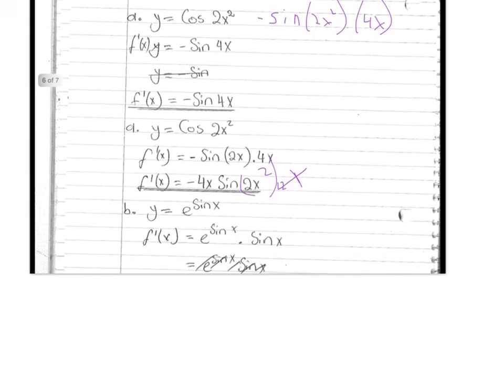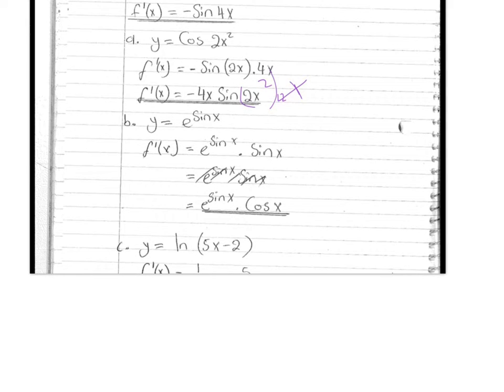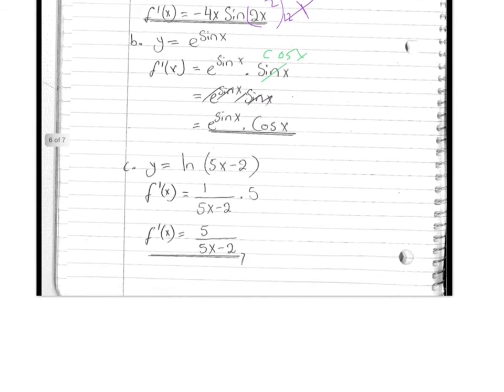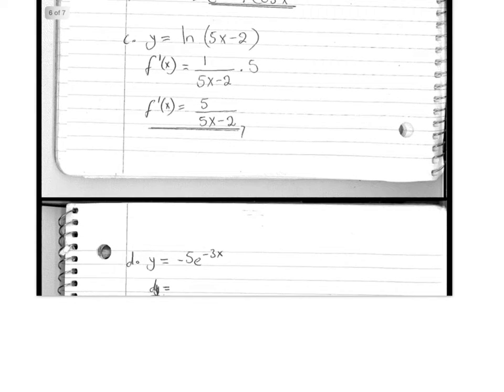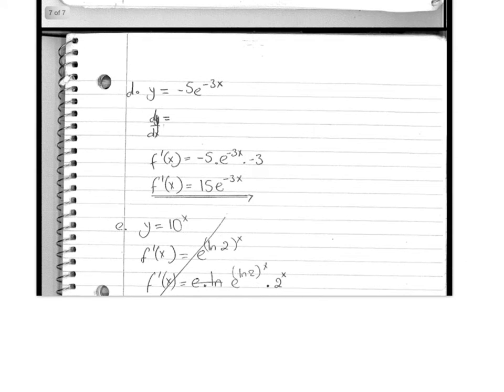For the next one, e to the sine x, you want e to the sine x to stay the same. You're going to multiply by the derivative of sine x in this case, which is cos of x, not sine of x. Let's have a look at the next one. Okay, that one is correct. Your question C is correct. You've done your derivative right there. For D, oh good, you did that one correct as well. Yeah, you're doing really good with the exponentials and the log functions.